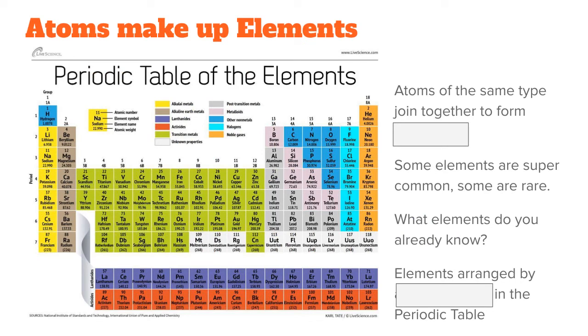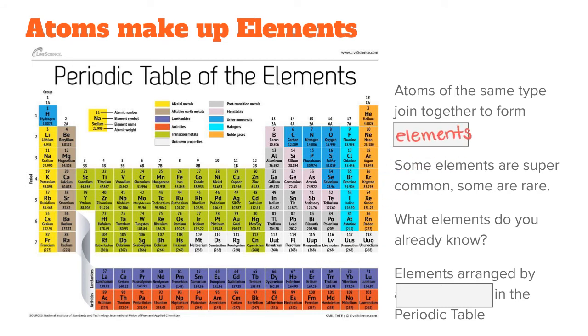Okay, so we've learned about atoms, and we know that they're teeny tiny little things that make up all matter. But the thing is that before you get to the matter part, atoms make up elements. So basically, all those tiny atoms, if they're the same type of atom, they're going to join together to form an element.